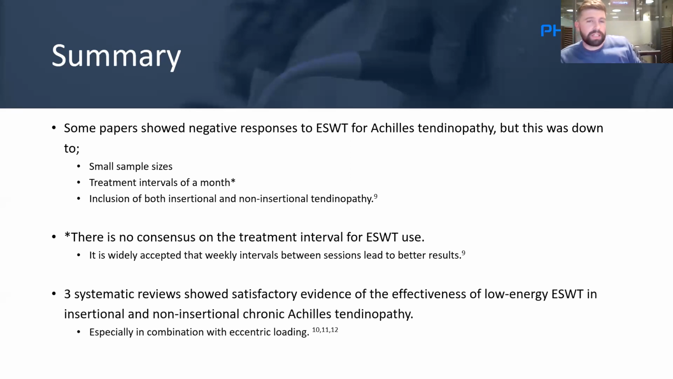But from the systematic reviews that I found on this subject, they show that there is satisfactory evidence for the effectiveness of low energy, so that's 0.09 millijoules and below. Anything 0.1 and above is considered high energy. But I think it's really important to note that this is in combination with eccentric loading. I think this is a common thing that we look at Shockwave on its own. In combination with eccentrics, from my practice, that's where you get the better results with patients.